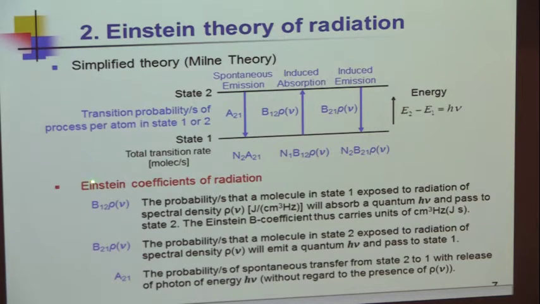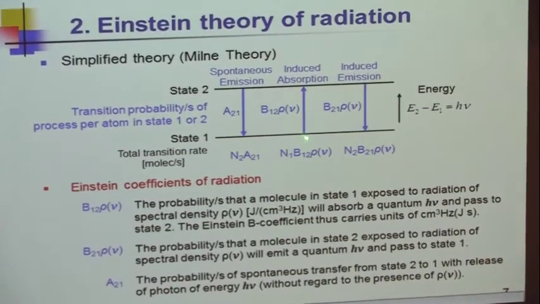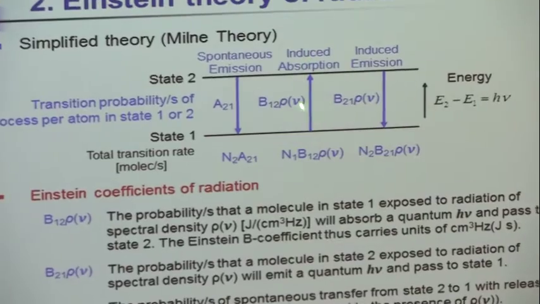And the rate at which that happens in molecules per second would be the number residing in 2 times the probability per second of this process. So that's the total number per second doing this. Meanwhile, if there's emission, there must be absorption, and we can sometimes call this induced absorption.